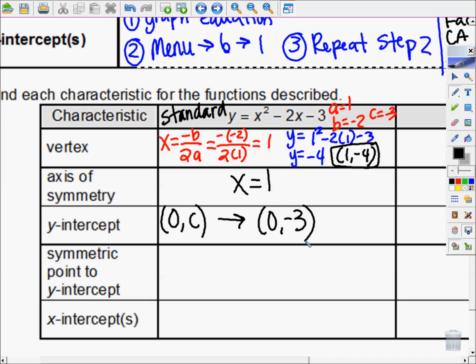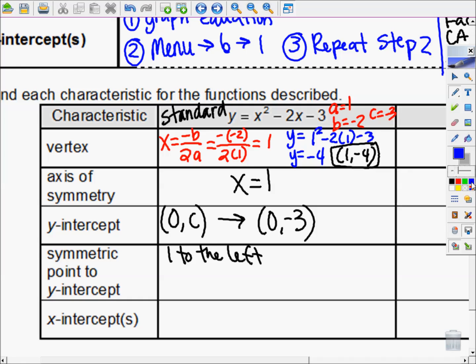So the first thing, what did we say we need to do? Determine how far the y-intercept is from the axis of symmetry. All right, so how far is 0 from my axis of symmetry? 1. Wait, it's 1 away? Because x equals 1, so it's 0. So it's 1 away from 0, -3.